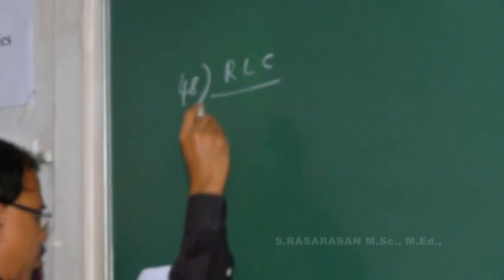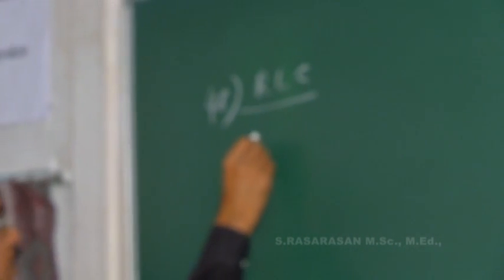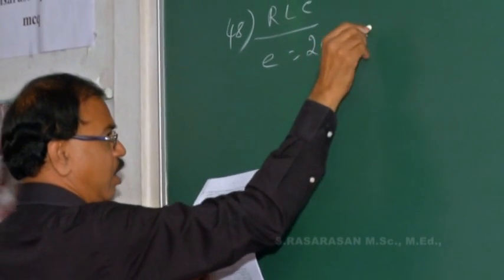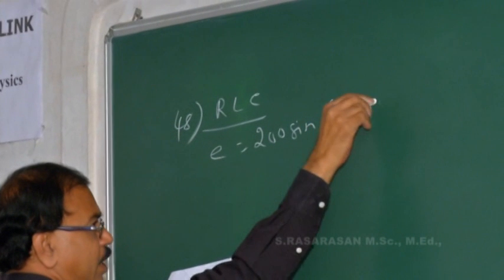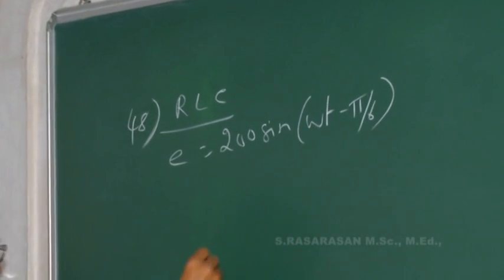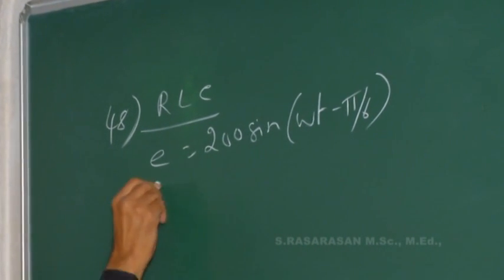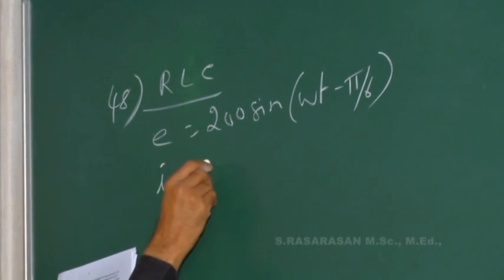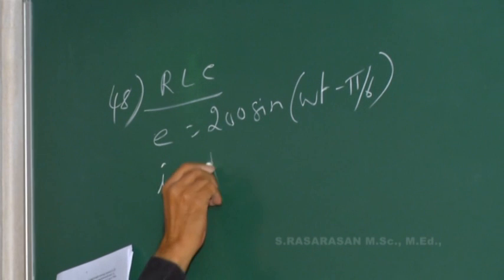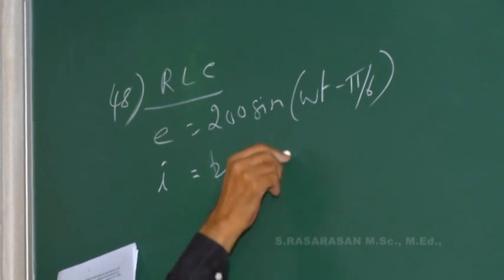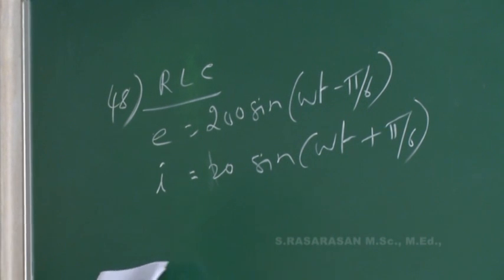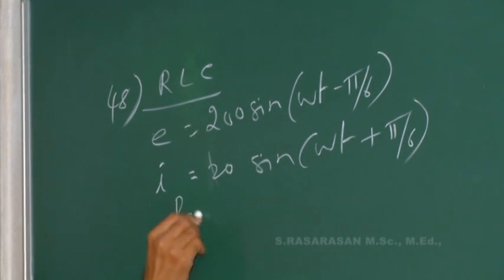In an RLC series circuit, the EMF is given by 200 sin(omega t minus pi by 6), and the instantaneous current at any instant is 20 sin(omega t plus pi by 6). What is the average power consumed over one cycle?